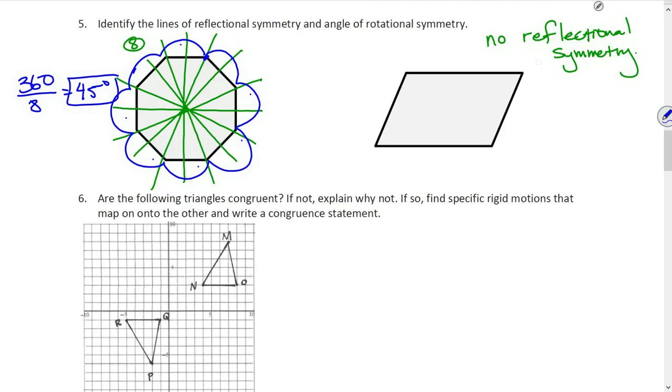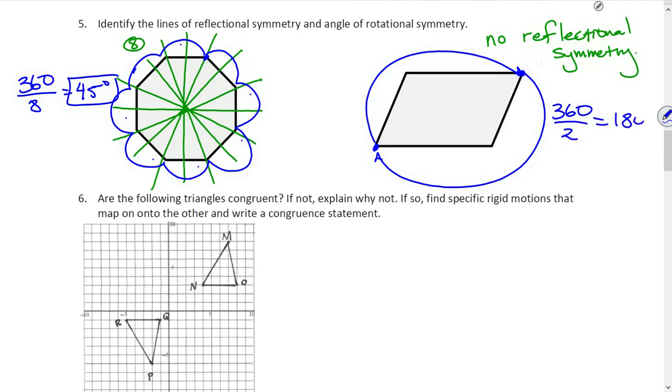Okay, for example, this parallelogram does have rotational symmetry. As I move this point, we'll eventually get to exactly here, and then this point will go back here. It looks the exact same exactly two times. Okay, notice it's not four. Despite being four sides, it happens two times. And so 360 divided by 2 is 180 degrees. So it has 180 degree rotational symmetry.